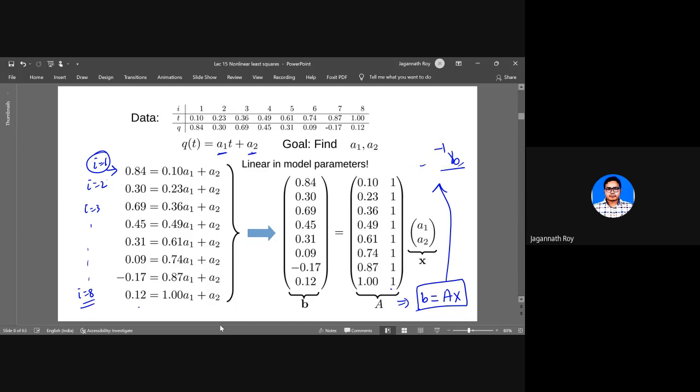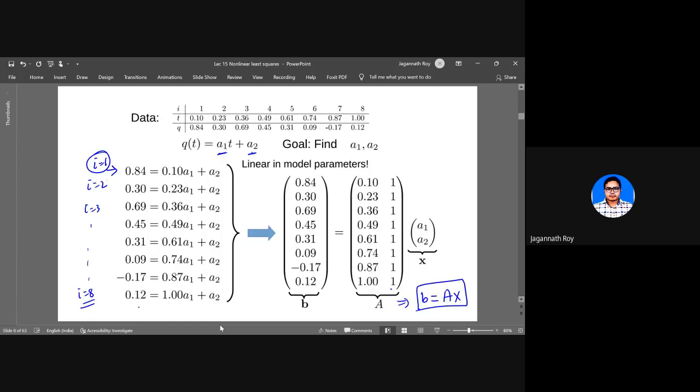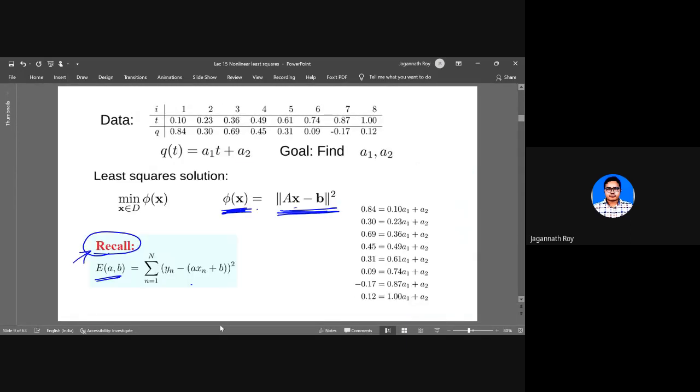Okay. So what we do is we define a function Phi of X. Remember the error function that we have defined, E of AB, in this form. So here we will try to define this form: Phi of X is equal to this one. As you can see here, this system can be written as AX minus B equals to 0. So our aim is to minimize the distances, minimize the error.